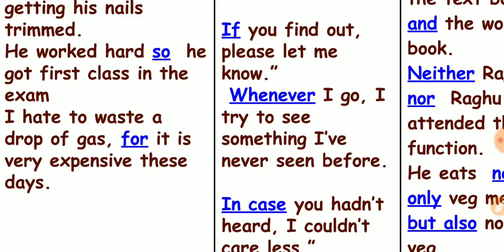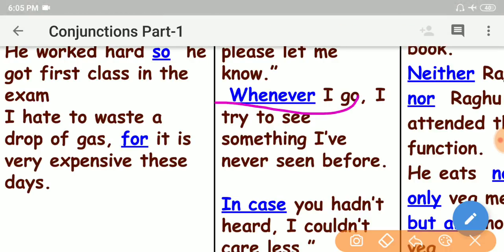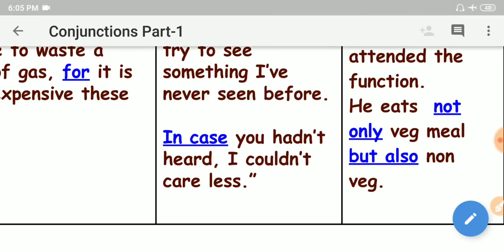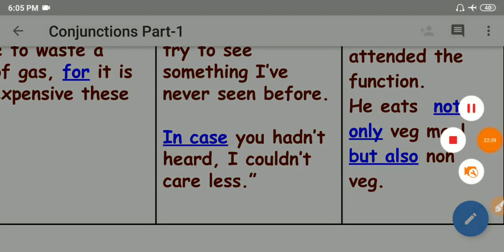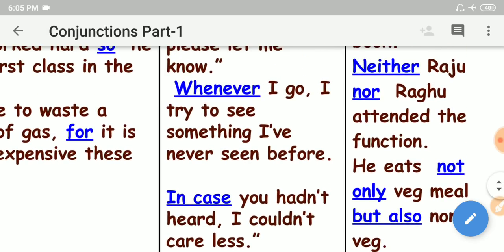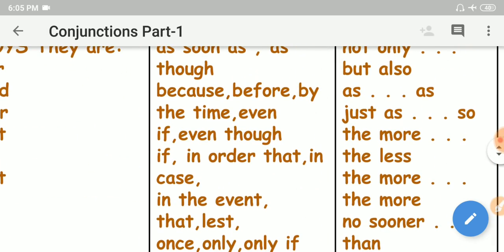Next, whenever I go, I try to see something I have never seen before. Whenever I go, I try to see something I have never seen before. Like this, in case you hadn't heard, I couldn't care less. So these are some important subordinate conjunctions. Again, subordinate conjunctions we are going to learn in detail, my dear friends.